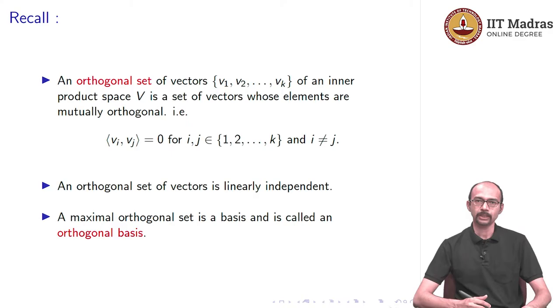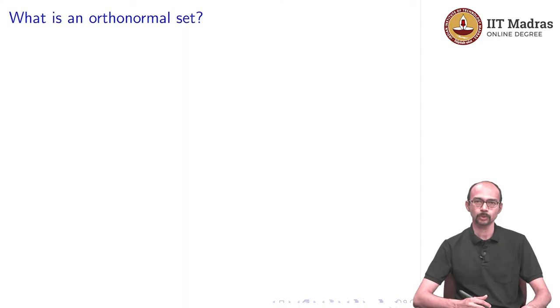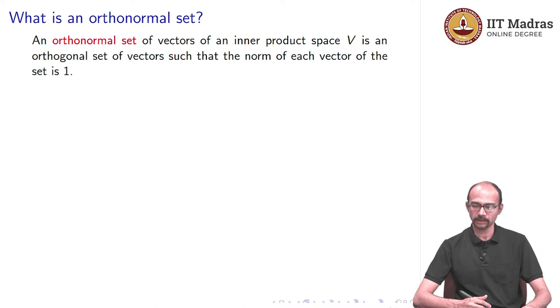So what is an orthonormal set? We are going to use these two terms, an orthonormal set and a basis, and put them together, and we will get an orthonormal basis. An orthonormal set of vectors in an inner product space is an orthogonal set of vectors. That means the inner product of vi and vj is 0 for all i not equal to j, such that the norm of each vector of the set is 1.